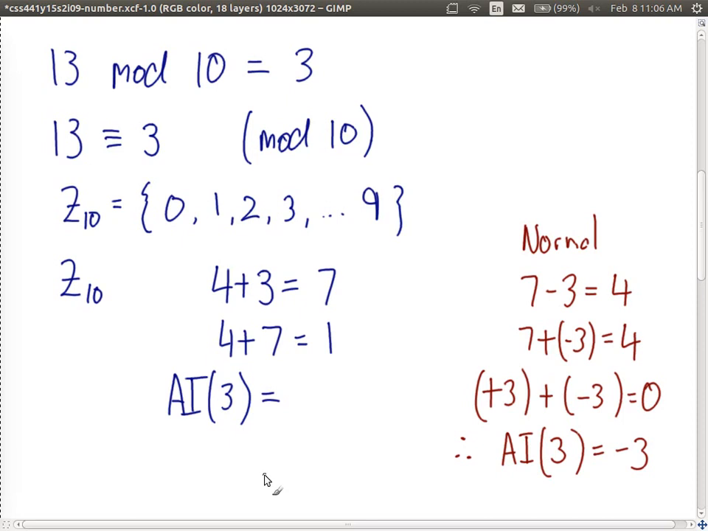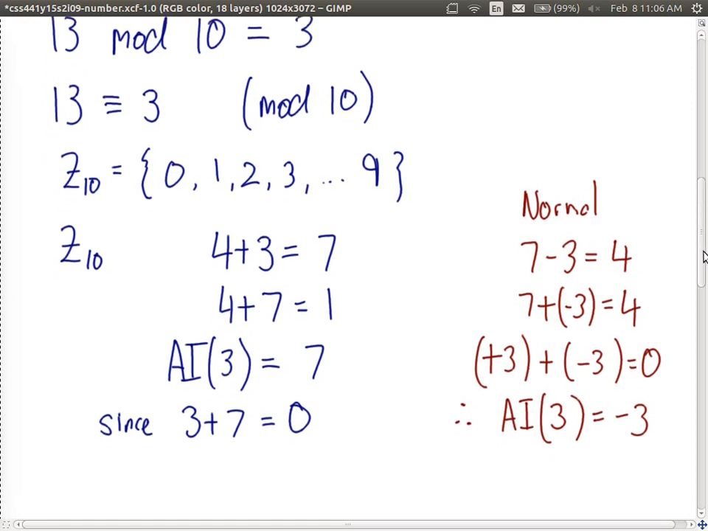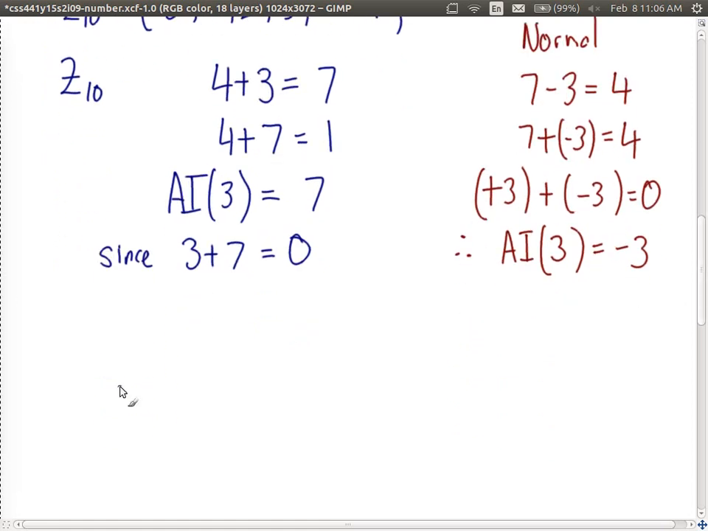3 plus 7 equals 0 in mod 10. 3 plus 7 is 10, mod 10. So yes, the additive inverse of 3 is 7. Because in mod 10, of course, I haven't written it, 3 plus 7 mod 10 is 0. So we can talk about an additive inverse. If we can find the additive inverse, then we can do subtraction.